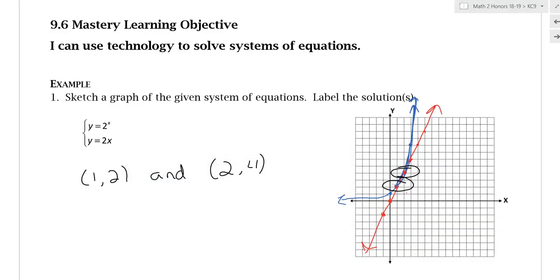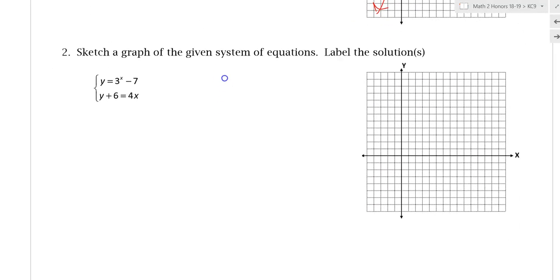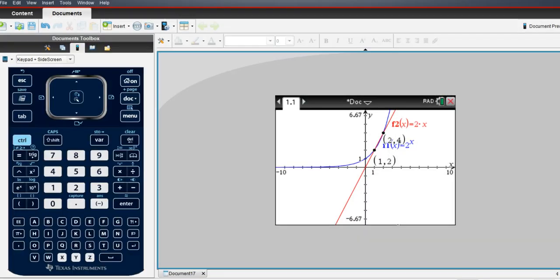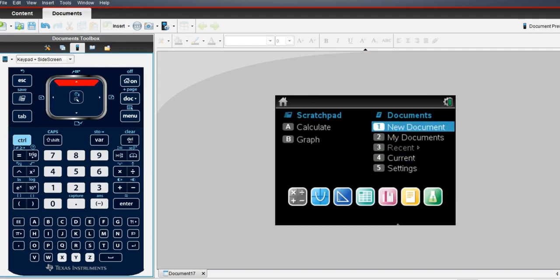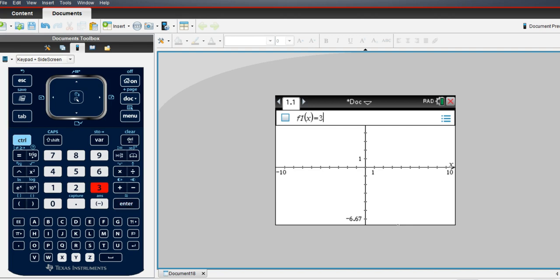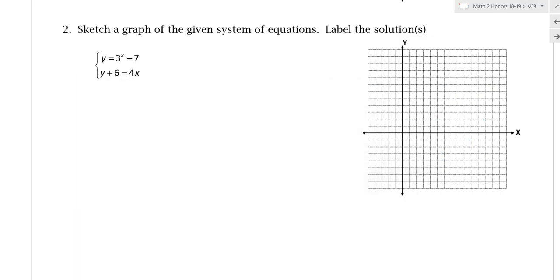All right, let's look at our second example here. Number 2, sketch a graph of the given systems of equations. Label the solutions. So we have y equals 3 to the x minus 7. So I'm going to open a new document. I'm going to add a graph. Here's our graph for that one.